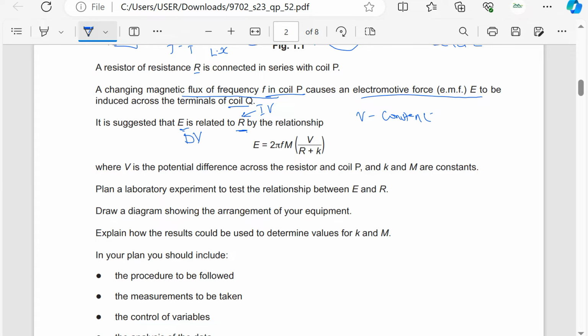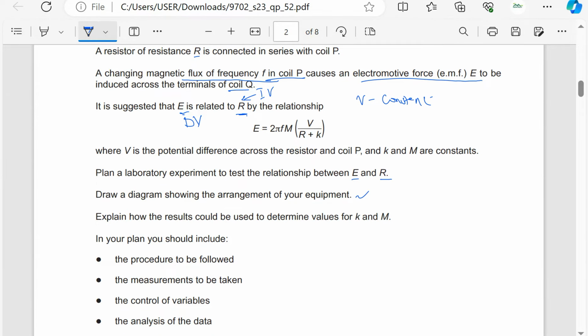Plan a laboratory experiment to test the relationship between E and R. Draw a diagram. We shall draw a diagram. Explain how the results could be used to determine K and M. So we have to modify this equation. So we have that E, I will say E into R plus K should be equal to 2 pi F M times V.